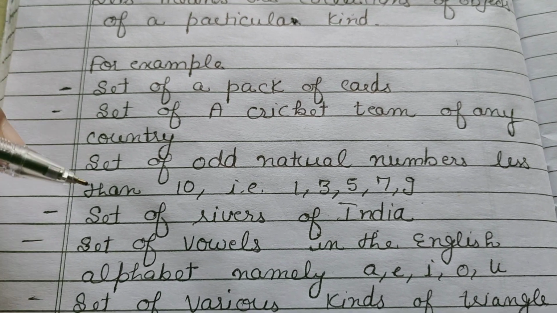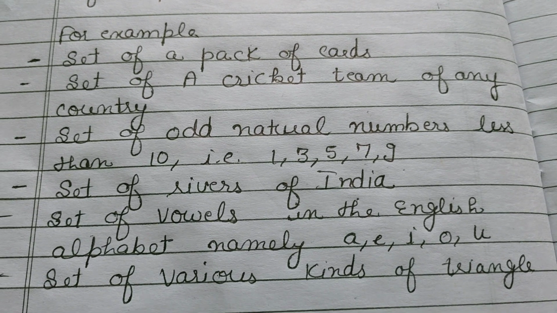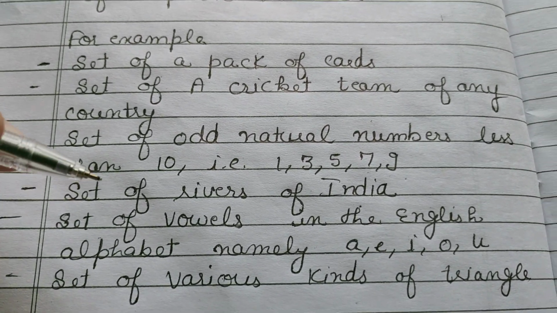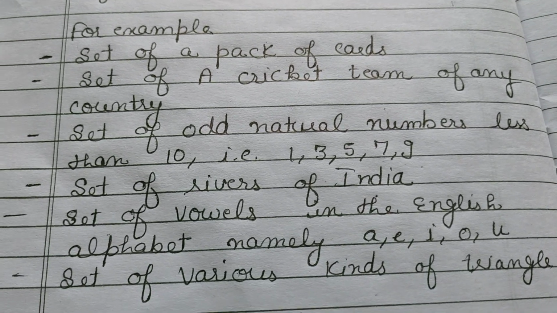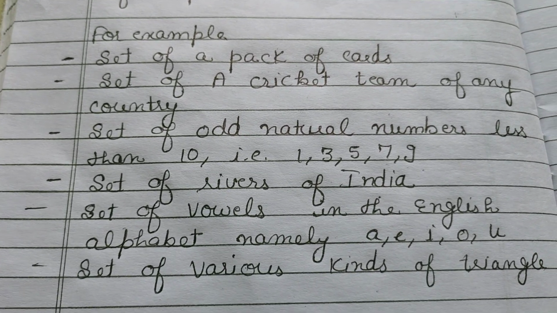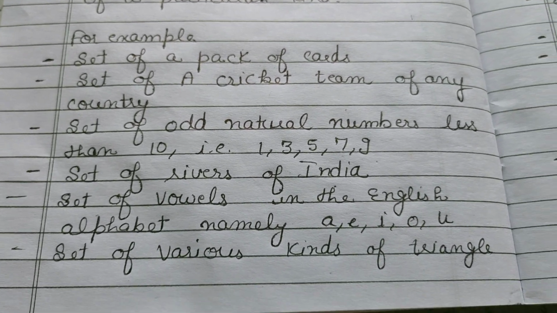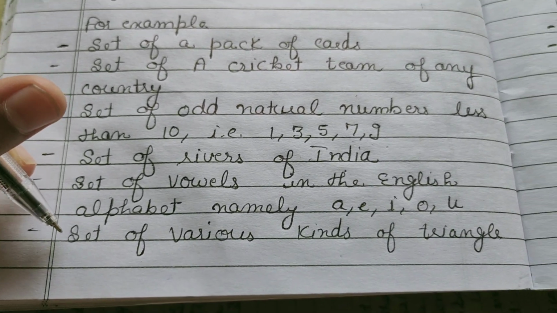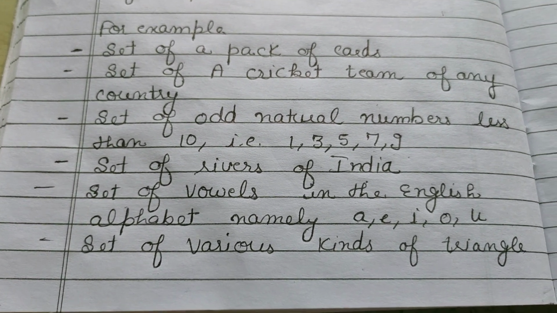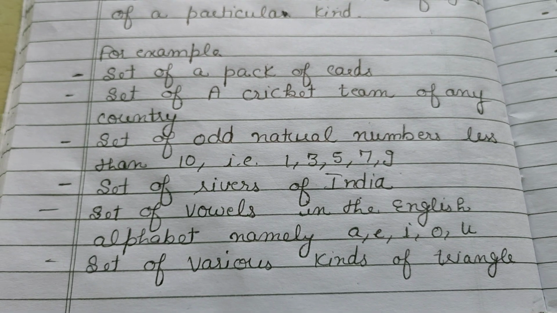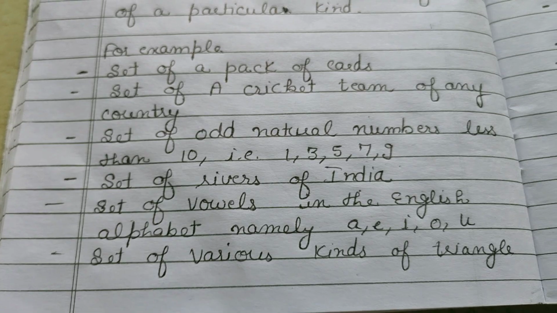Next, set of rivers in India, these are also fixed, right. The set of vowels in the English alphabet, A, E, I, O, U, these are also fixed. So students, my motive behind giving you more examples is that the topic of sets must be clear. Let us move on to a further example. Set of various kinds of triangles. In mathematics we have studied angle-based triangles and side-based triangles, and these are fixed. No one can change them.